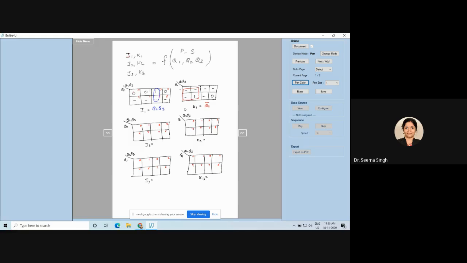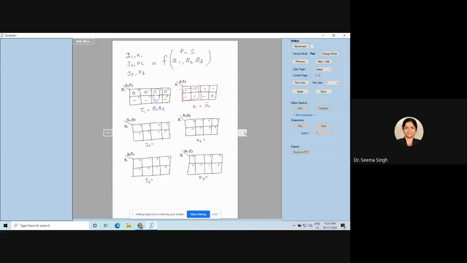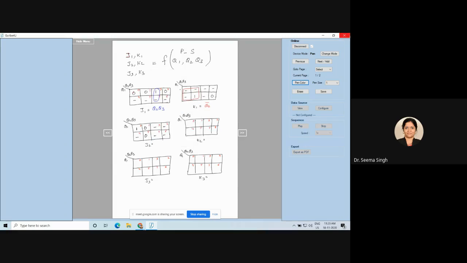For J2, let me go to the J2 column. When you see J2, it is 1 for 0, right? Yes, ma'am. It's only 1 for 0. It is 0 for 1 and 5. So we will copy that. It is 1 for 0 and 0 for 1 and 5, and the rest are all don't cares. Right. So the grouping will be 0, 4, 2 and 6. Correct. We should do grouping in this fashion so that my expression is less.